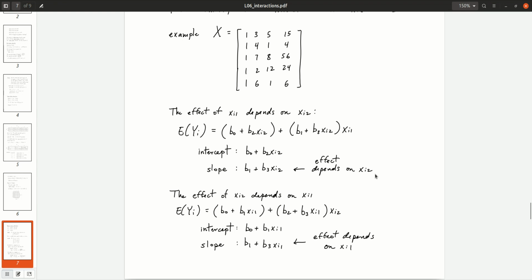Okay, our typo is fixed here. So now this should be the correct expression for the expected value of yi here and here. So just remember, these are the same formulas. It's just we're rearranging the terms in a way that allows us to think about what the model is doing.